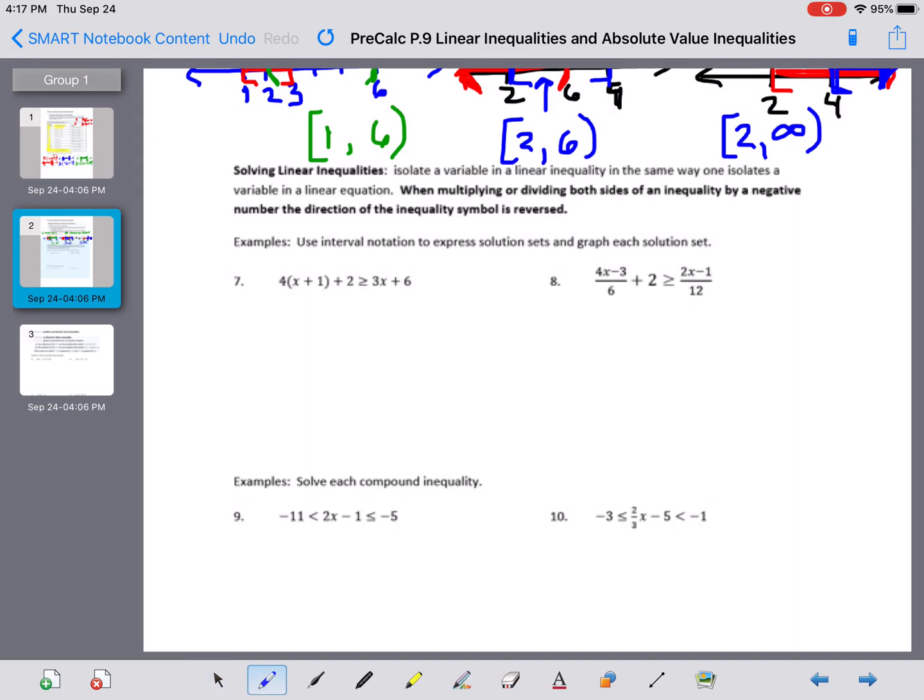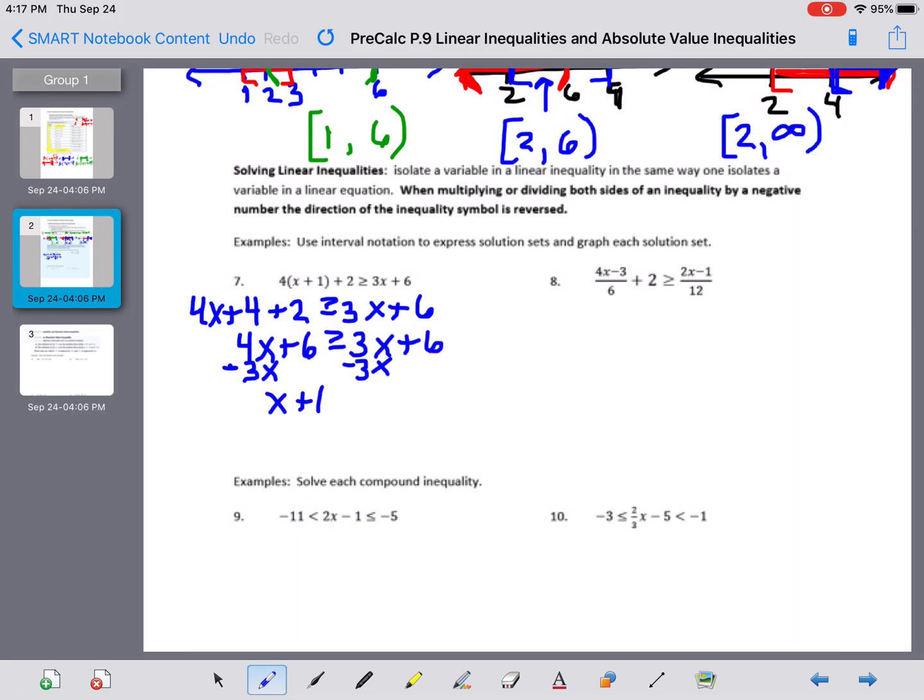On 7, it looks like I need to distribute on my left side. I get 4x plus 4 plus 2 is greater than or equal to 3x plus 6. I'm going to simplify my left side. 4x plus 6 is greater than or equal to 3x plus 6. Remember, the only time we flip one of those signs is if we multiply or divide by a negative number. Right now I'm subtracting 3x on both sides. When I subtract 3x on both sides, I do not need to flip the sign. I subtract 6. Once again, a subtraction does not flip any signs. And I get x is greater than or equal to 0.